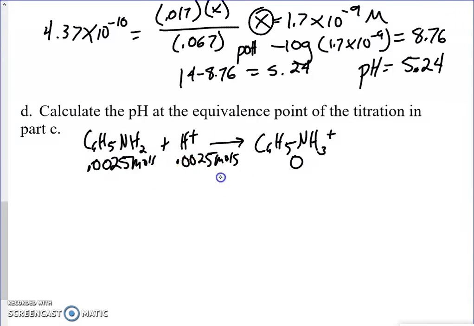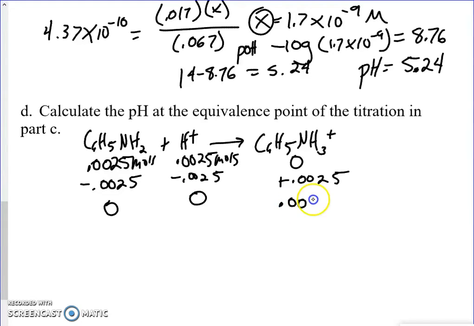Well, look at those two numbers. They're going to react completely because they're the same number, same amount of moles, and it's a 1-to-1 mole ratio. So 0.0025 subtracted from both of these, being added over here, which means we have 0 aniline left, 0 hydrochloric acid left, and 0.0025 moles of the conjugate acid.